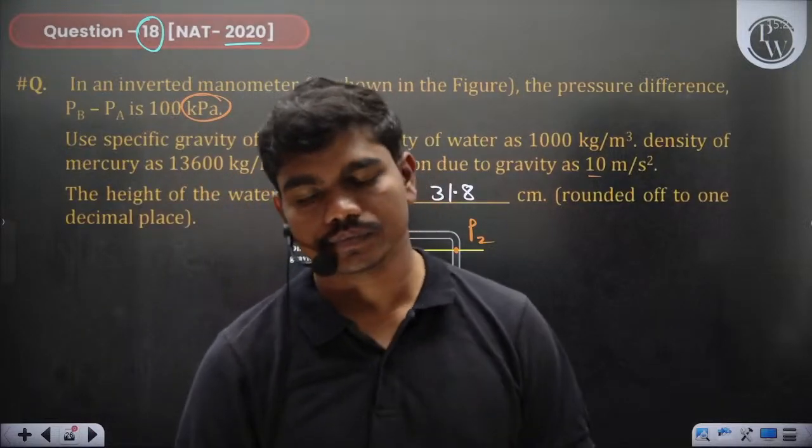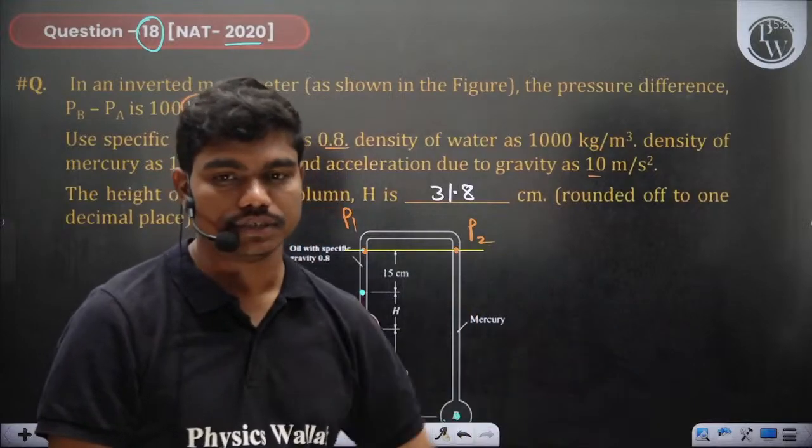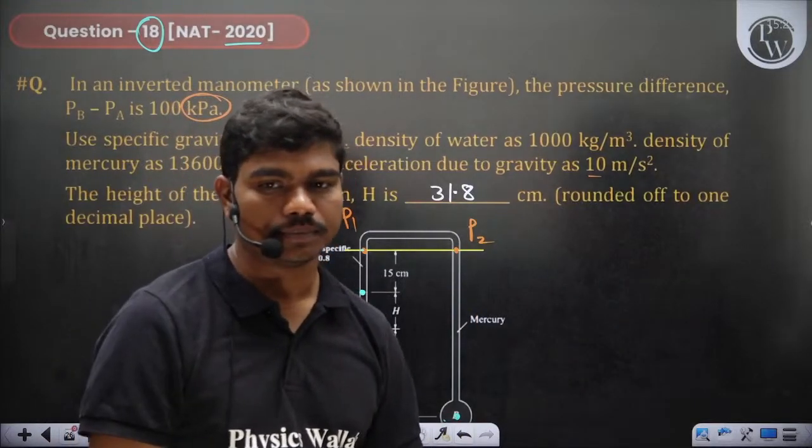Okay. 31.7, 31.8, it's okay. They might have given some range because the rounding off is there. Okay.